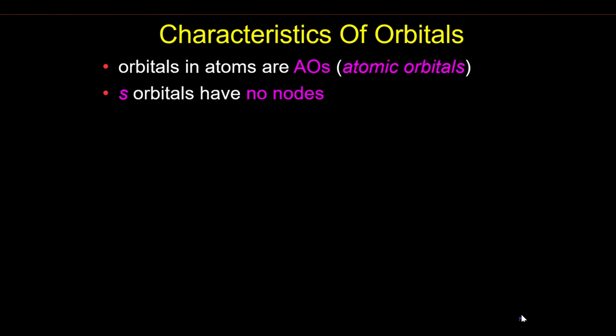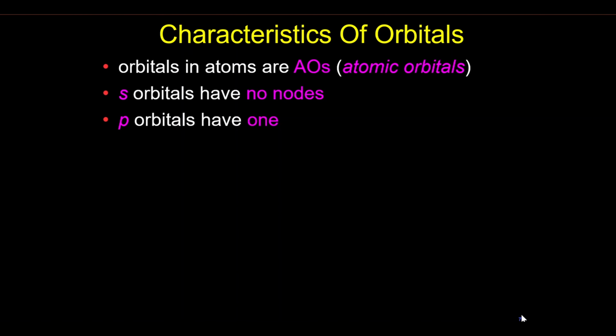And how many nodes does an s orbital have? There are no nodes. How about p? There is 1 node. P orbitals have 1 node. How many would d orbitals have? 2 nodes. And f orbitals will have? 3 nodes, yeah.